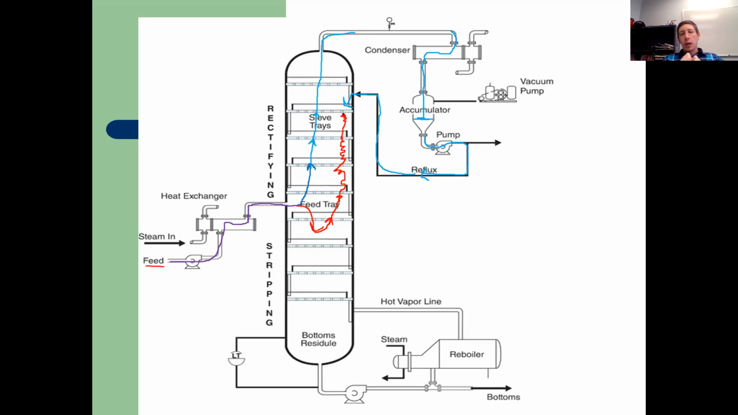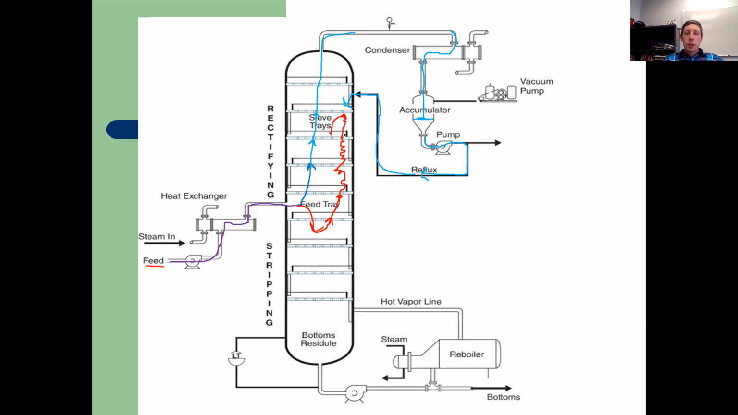So if any heavy components got up to this part of the tower, they're going to hit this tray right here, and they're going to stop. And then they're going to condense in their liquid form. It's going to be way too cold for this to be in its vapor form. And so then it condenses and falls down to this tray right here.